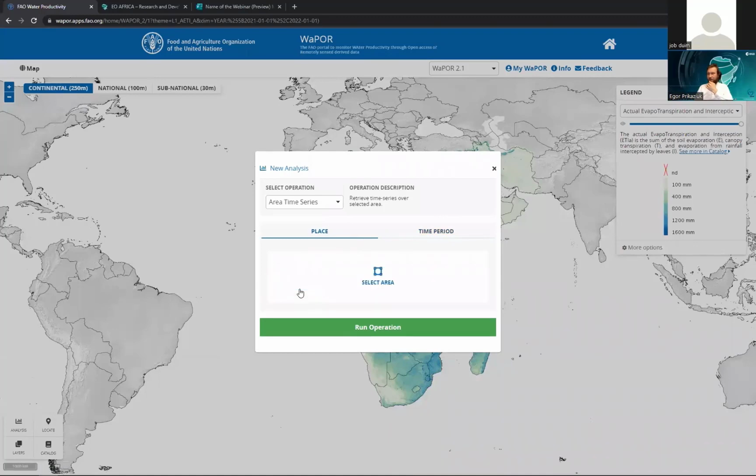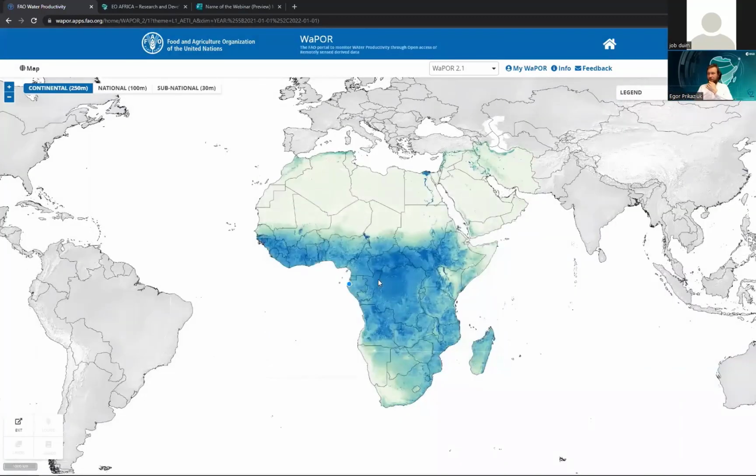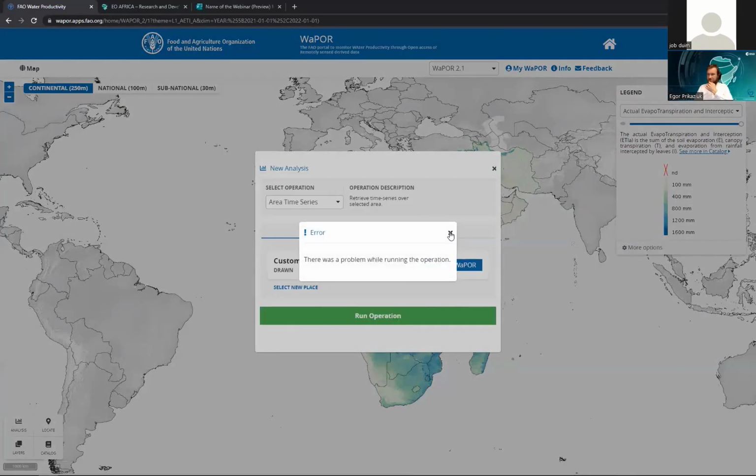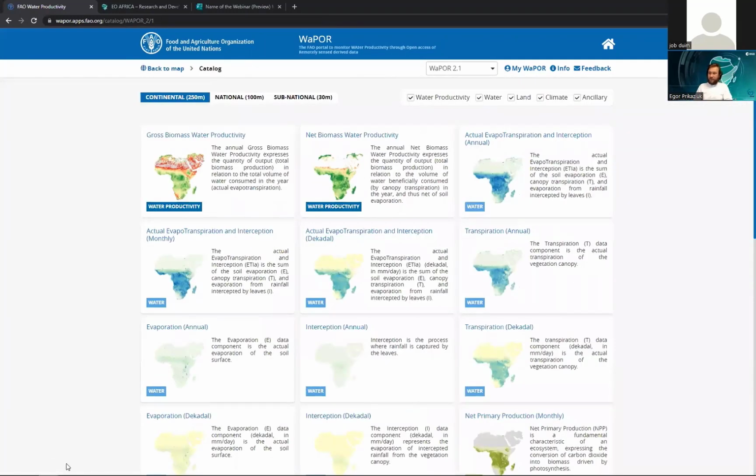Let me select the place just by drawing. Yes. Well, it is possible, but you have to try it yourself. What they have, you can see in the catalog in the bottom left.